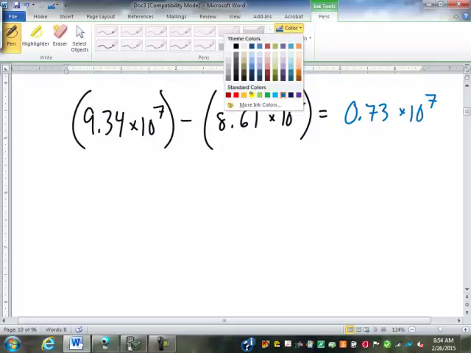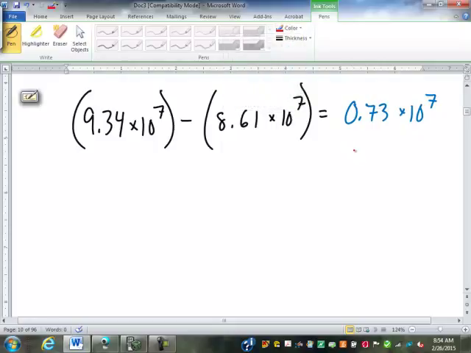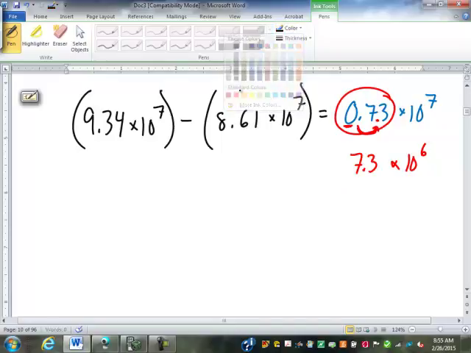Are we done? Say no. Why not? Why aren't we done? No. We don't have anything in front of the decimal point here, so we've got to move the decimal point over. Now this time we move the decimal point to make this number larger, so the power of 10 has to get smaller. 7 minus 1 is 6. Not so bad?